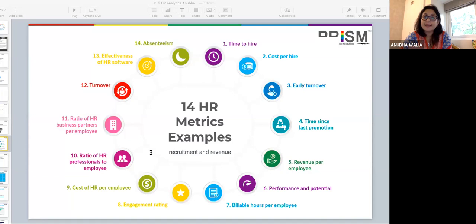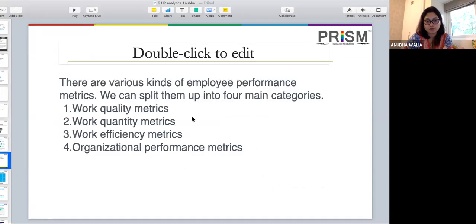Okay, then we also have performance and potential, which is called the 9-box grid. I'm going to the next slide because it will be easier to show. What I have done for all of you is that we will have the description of these categories in 4 elements: work quality metrics, work quantity metrics, efficiency metrics, and organization performance metrics.